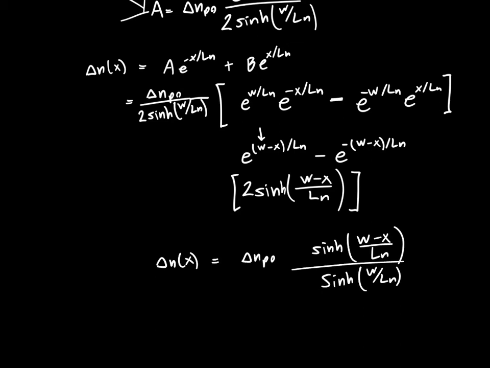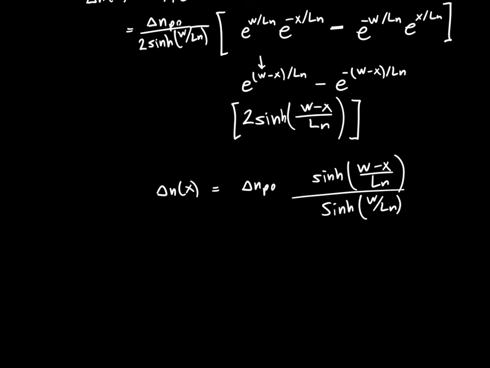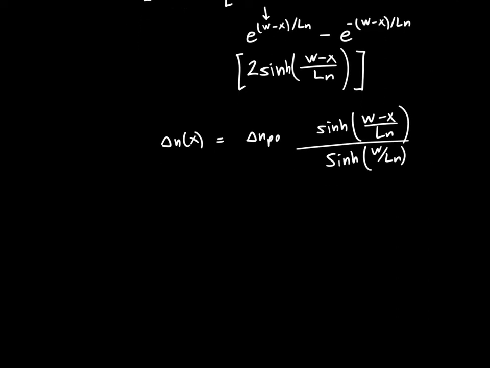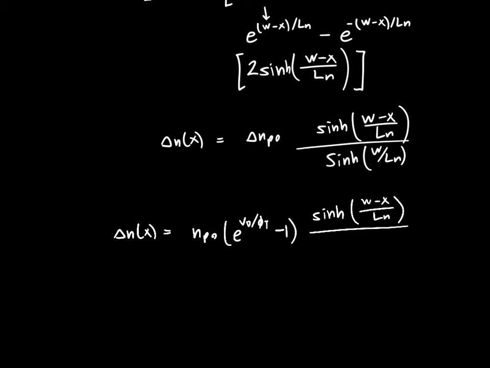Or if we expand delta np naught, we'll get that our final carrier concentration, delta n as a function of x, is equal to, let's actually just say, np naught times e to the Vd over phi t, the diode voltage, minus 1, times this term that we just calculated, sinh of W minus x over ln over sinh of W over ln.